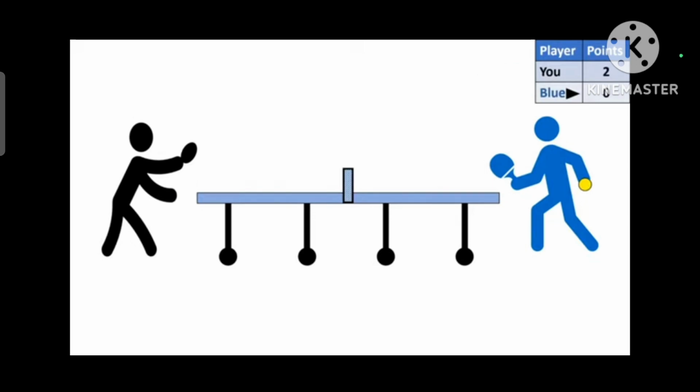Now let's assume that the player in blue played a good point. He won the first point and then he played another good point. He won the second point. Now he has served for 2 points. So the serve will change now.